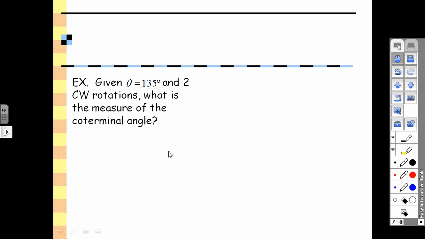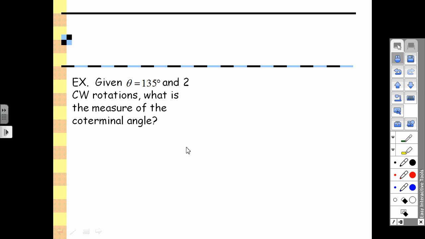Okay, so here's another example. It says, given theta is 135 degrees, and you're going to go 2 clockwise rotations. What is the measure of the coterminal angle? So we want to know the other measure, if instead of just going positive 135 degrees, instead we're going to go 2 counterclockwise rotations and then the positive 135 degrees. What's our new angle? Because the ray is going to land at the exact same spot.